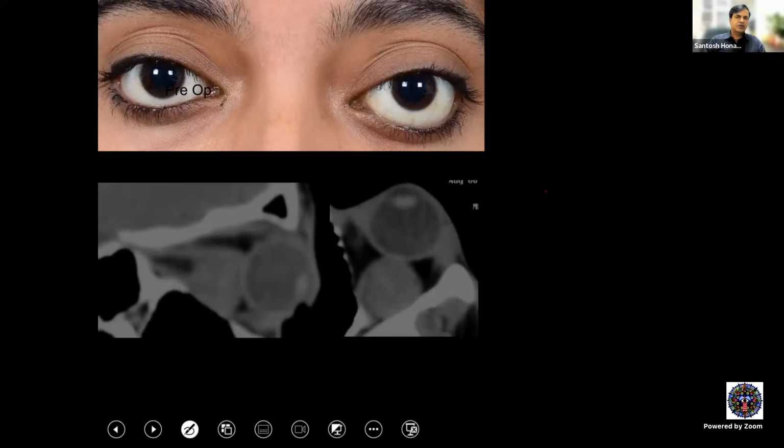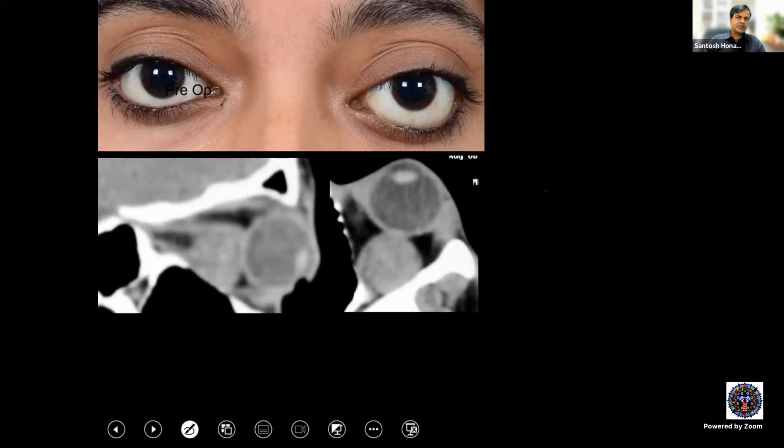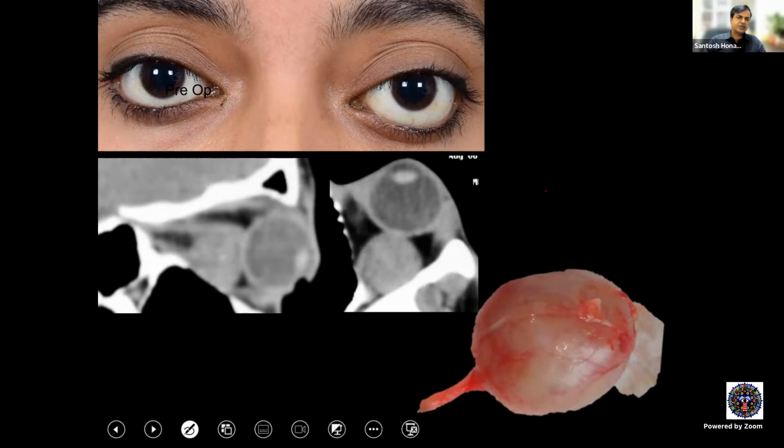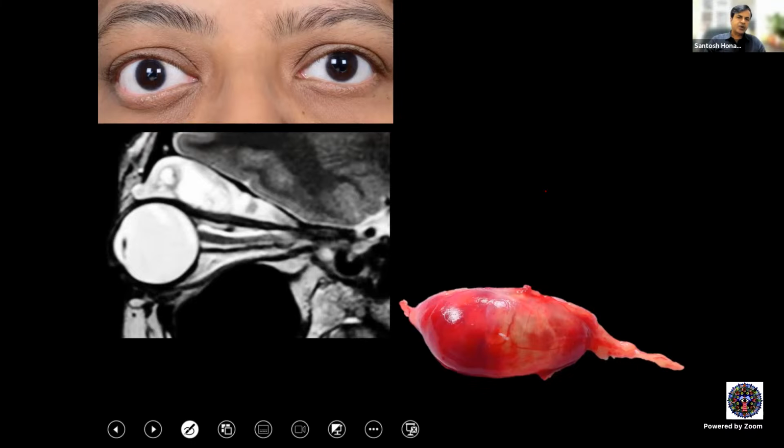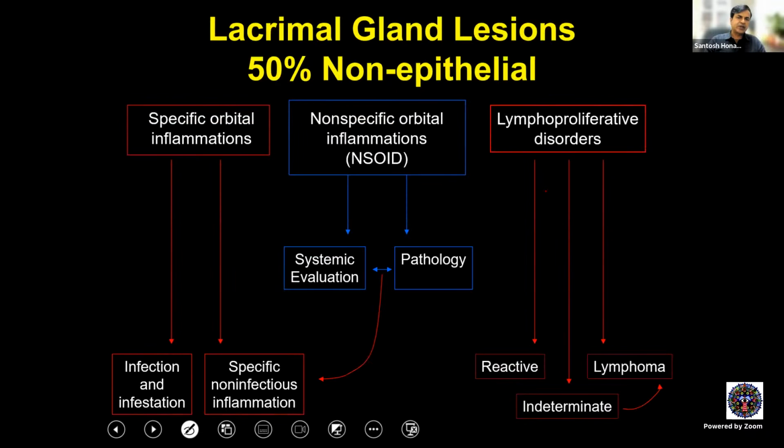Neurilemoma, you can see that it is from the infraorbital nerve causing upward displacement, and that is the tumor excised along with the nerve. Neurilemoma from the supraorbital nerve, you can see mild downward displacement. You can see an oblong tumor with nerve on both the sides being intact.